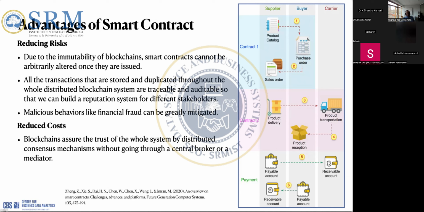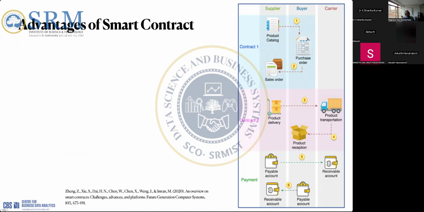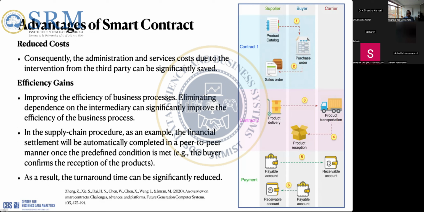And most importantly, it reduces your costs. You can easily reduce a lot of administration and service charges because you don't have a third party taking some money. More than that, smart contracts on the blockchain can be automatically triggered in a decentralized way. Whenever the conditions are met, they will be automatically invoked, right? So that will definitely reduce a lot of administration and service charges because you don't have a third party in between. And also efficiency gains.